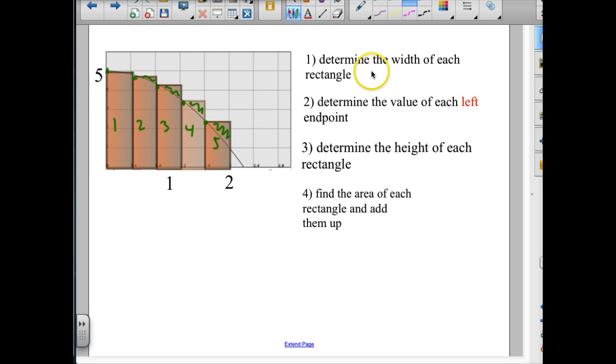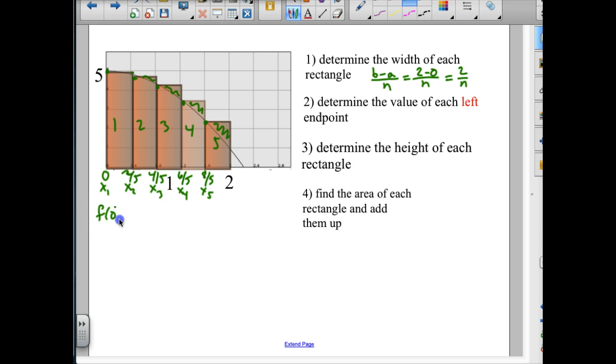Our width will still be the same, so that formula b minus a over n is still going to be 2 minus 0 over n, so our width will still be 2 over n. The value of each left endpoint, so the left side is 0, then we go to 2/5, and then 4/5, and then 6/5, and then 8/5, and we don't need the number 2. We're just using the left endpoints. So this is x sub 1, and this is x sub 2, x sub 3, x sub 4, and x sub 5. Then we need to determine the height of each rectangle.